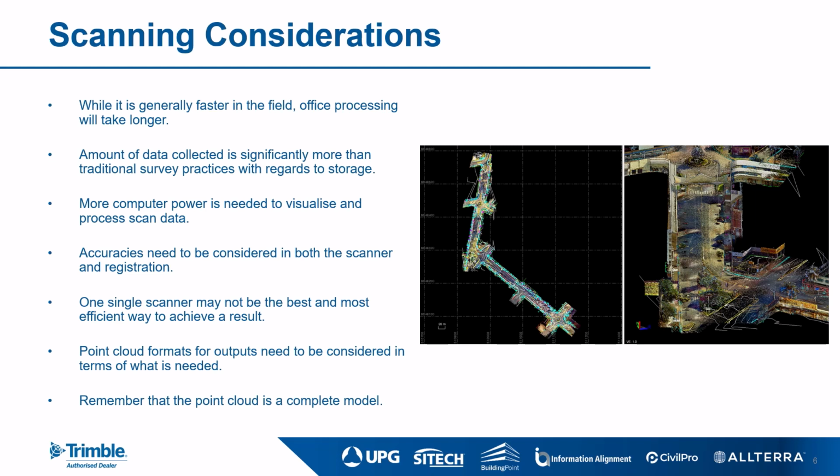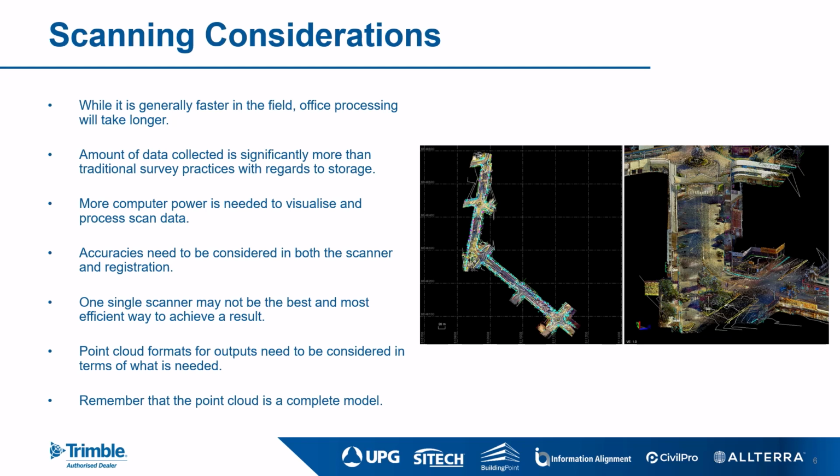The amount of data collected is also significantly larger, meaning larger files being transferred between field and office, and also larger storage requirements needed to store them. Due to the large number of points, faster and more powerful computers are needed to assist with the visualization, extraction, and automation processes and help make them faster.